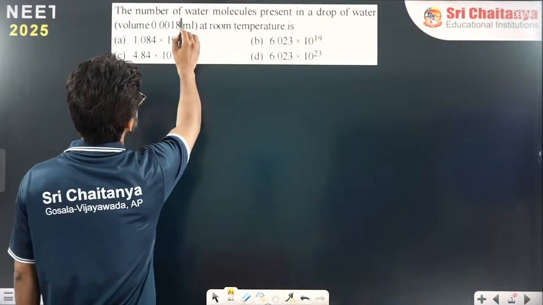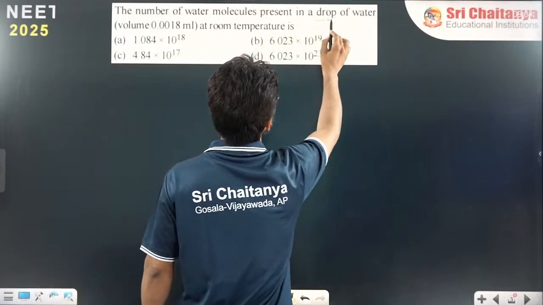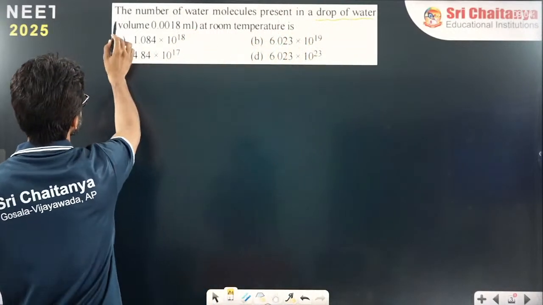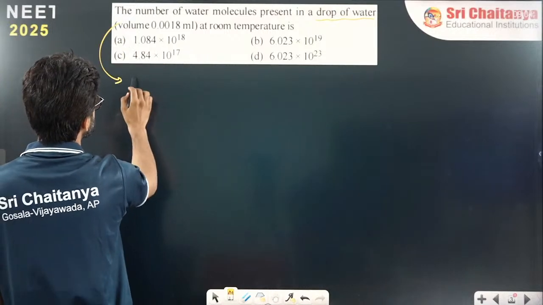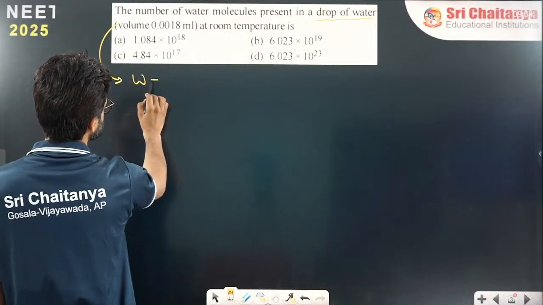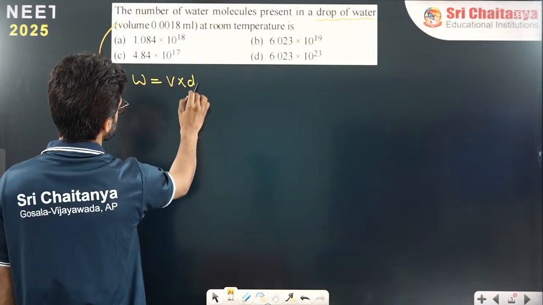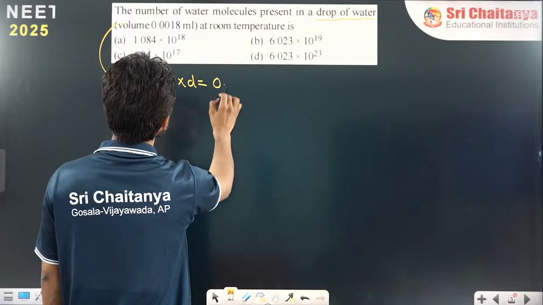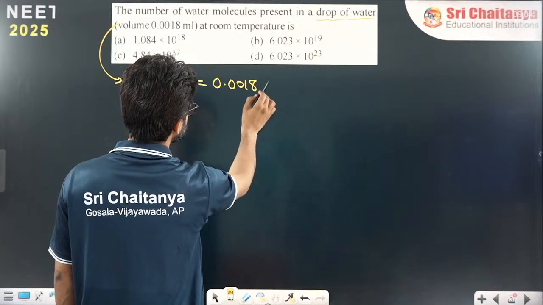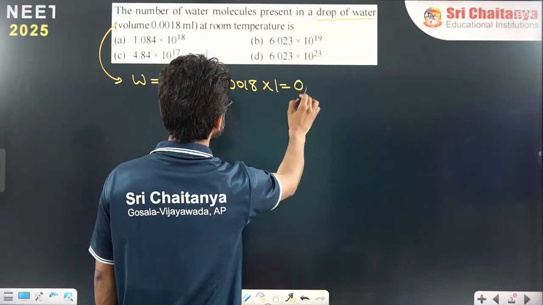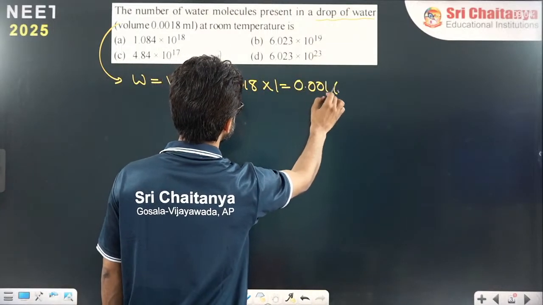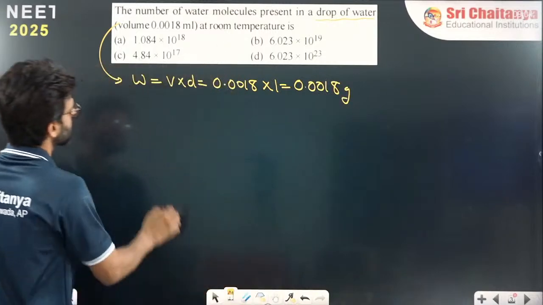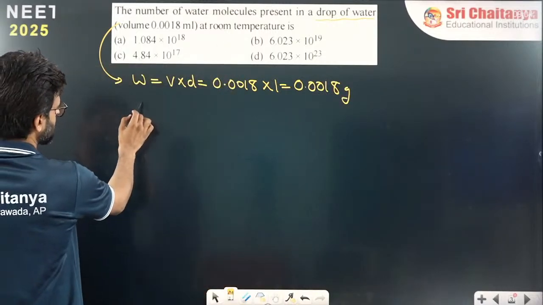They are saying a drop of water. Definitely, drop of water means it is the liquid state of water. Can you find the weight? Yes, weight is volume into density. So what's the volume here? 0.0018 ml, and density of water how much? 1. So I can say we have 0.0018 gram of water, right? So we can find the moles and then molecules.